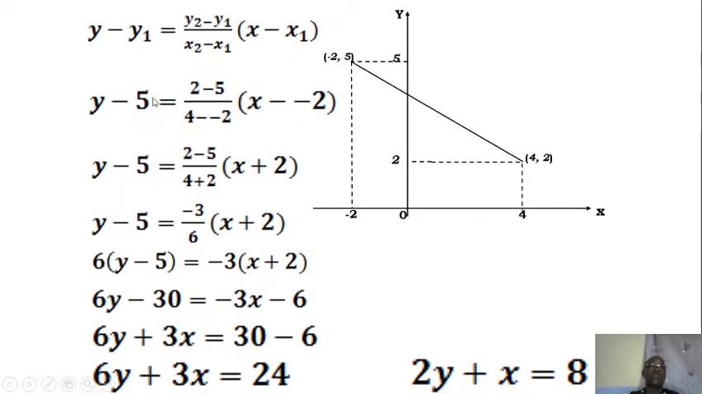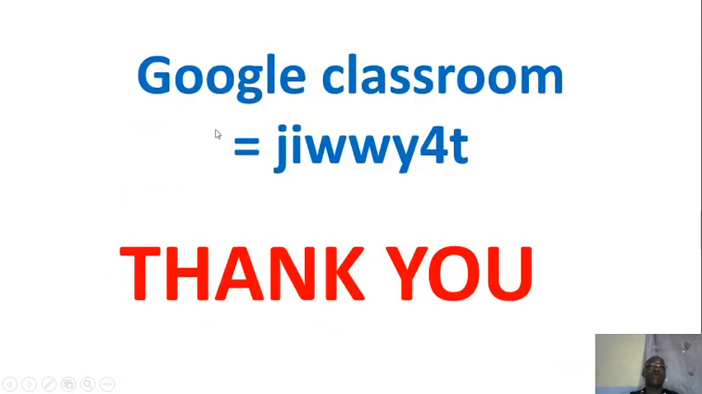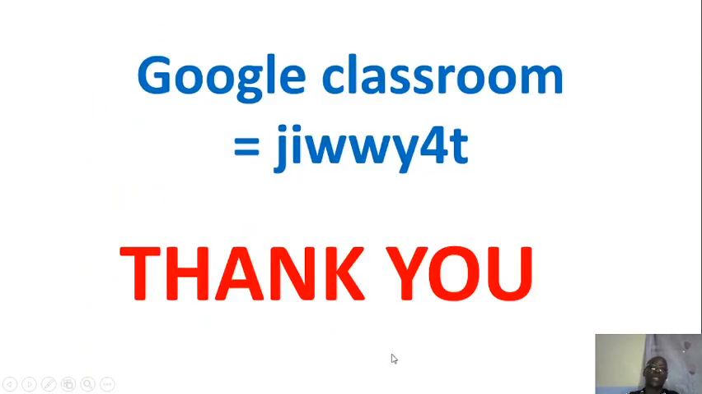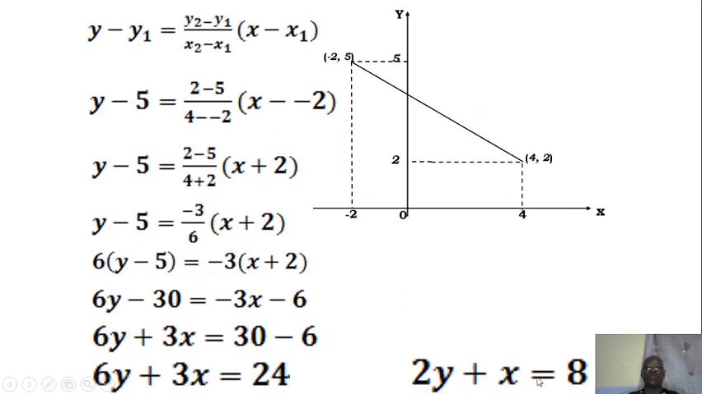So putting in values, we call this y1, 5. So y minus 5 is equal to y2 minus y1, which is 2 minus 5, over 4 minus minus 2, into x minus minus 2. Evaluate the system. Remember that minus written together will result into plus, which is the reason why we have what we have here. Upon evaluation, we get this, and open all brackets to get 6y minus 30 equal to minus 3x minus 6. Then collect all variables to the left-hand side and all constants to the right-hand side, and divide through by 3 to get 2y plus x equal to 8.